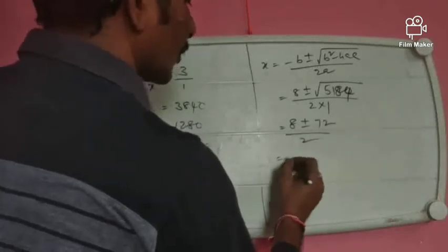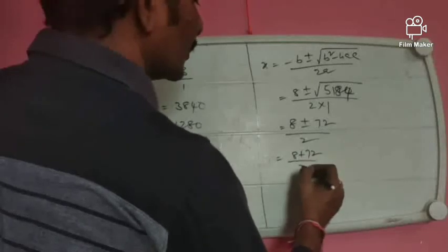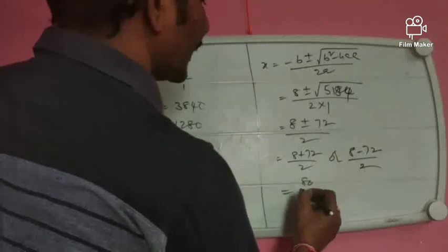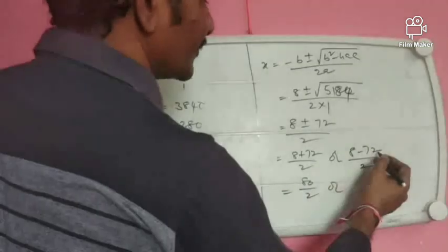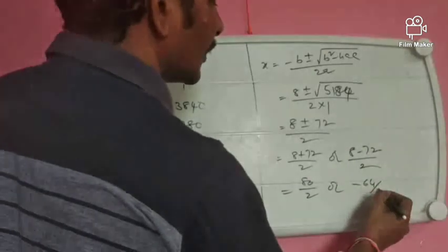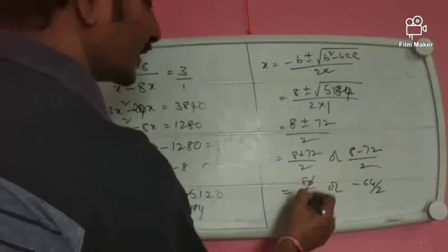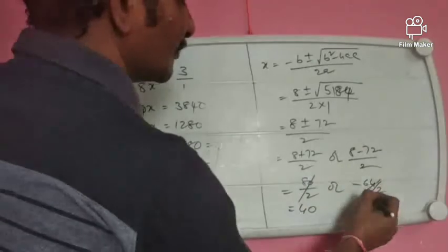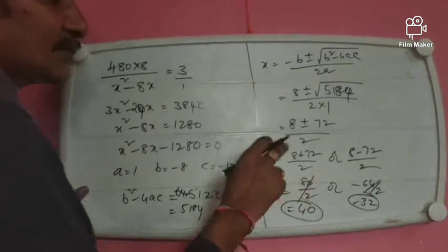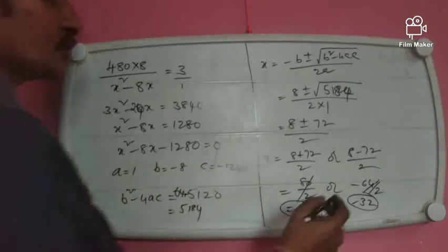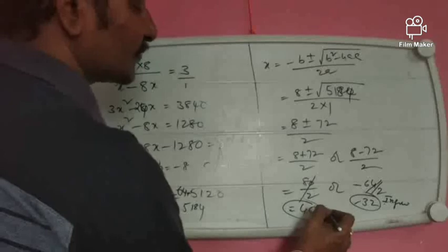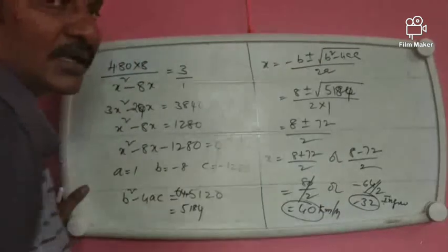Now we can solve the problem. 8 plus 72 by 2 or 8 minus 72 by 2. Now 80 by 2 or minus 64 by 2. So you can cancel, and you will get 40 here and minus 32. Now which is the correct answer? 40. Why? Because the speed of the train will always be positive, so you can ignore the minus 32. Now the speed of the train is 40 km per hour. Okay. Thank you very much.